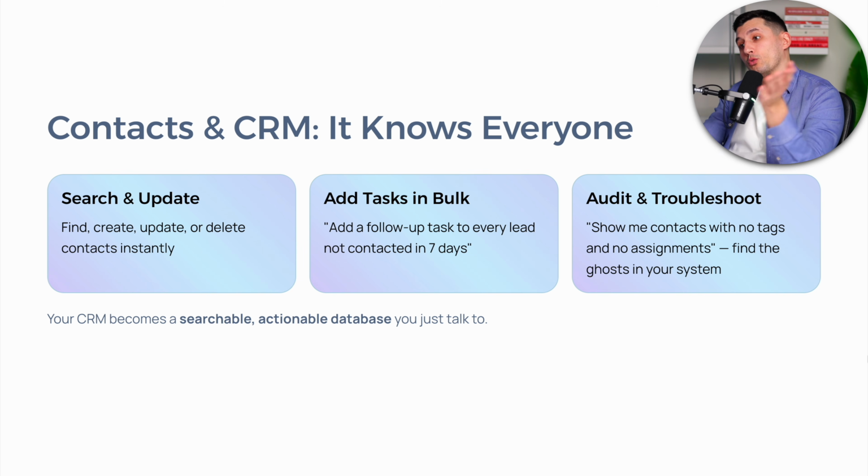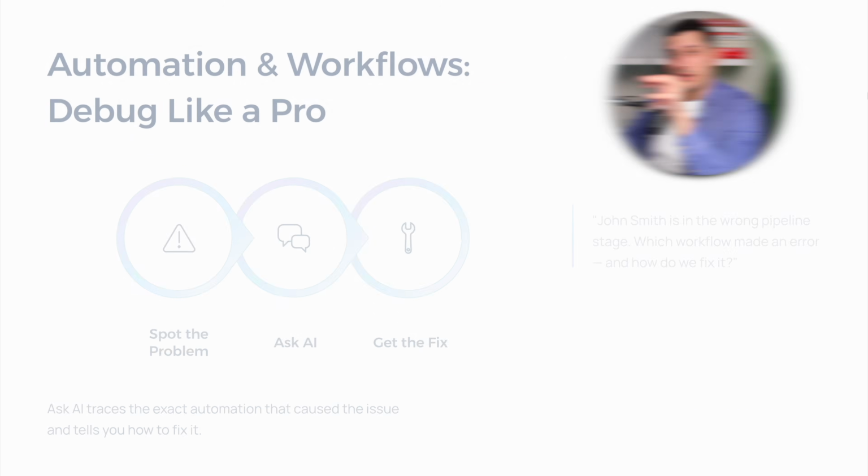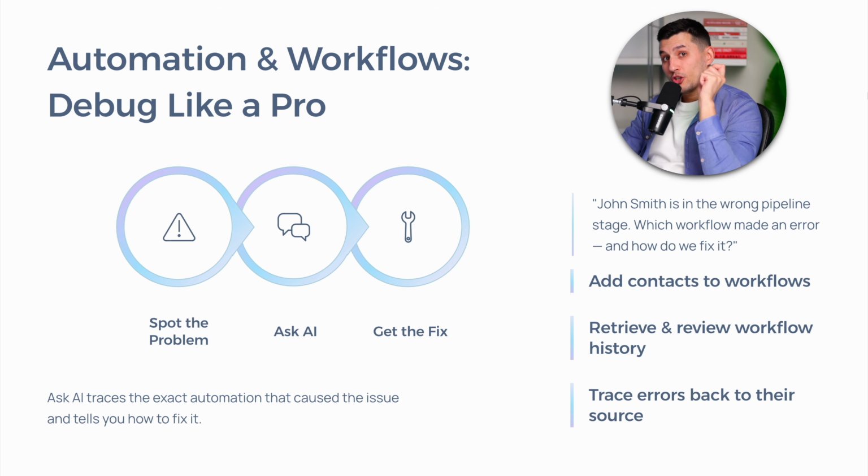We can also use it to troubleshoot because we can ask, for example, hey, give me a list of all contacts who are not assigned or who do not have any tags, because we want to find out what they're doing in the system without any trace. And this is exactly where we can combine it with the next category, which is automation and workflows. Because this AI can add contacts to workflows, but most importantly, it can retrieve and reinforce workflows.